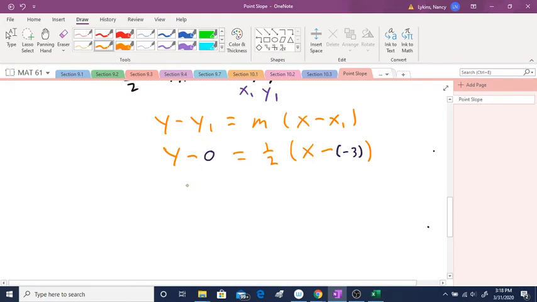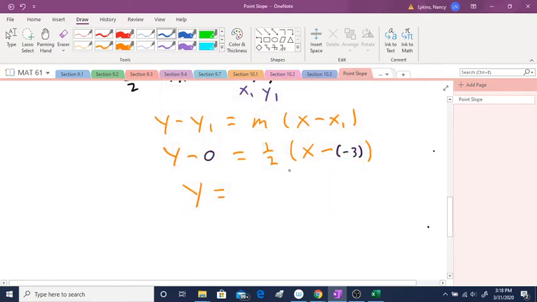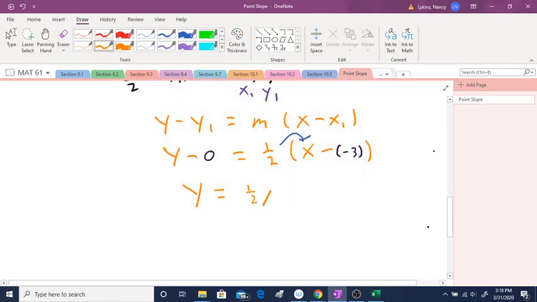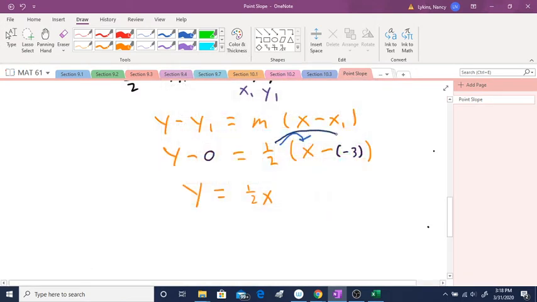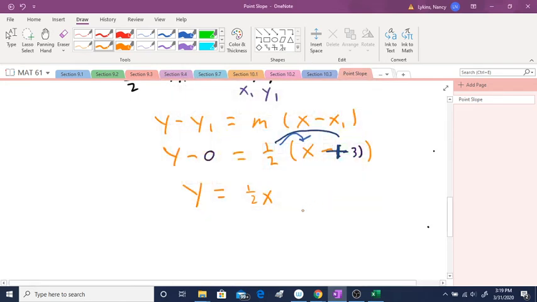So my y minus 0 just turns out to be a y. Now I'm going to distribute my 1/2 times x, which gives me 1/2 x. Then I'm going to distribute the 1/2 to the negative. Now, be careful on this one. Two negatives make this a positive now. So it's a positive 3. So it's 1/2 times 3, which gives me a plus 3/2.